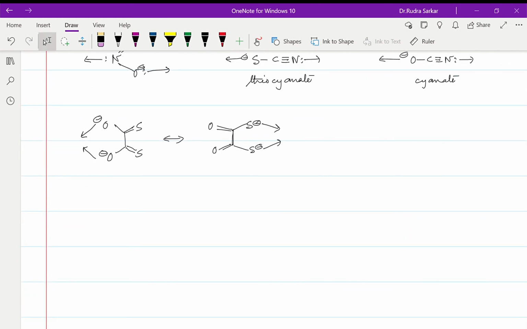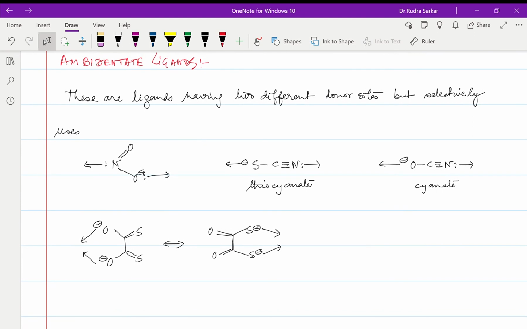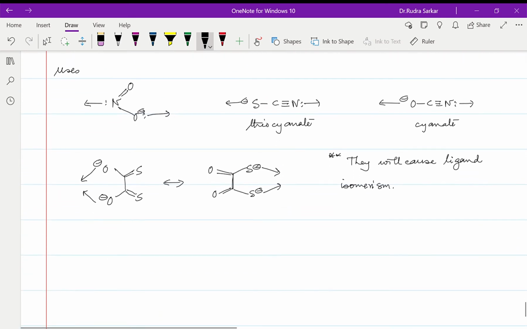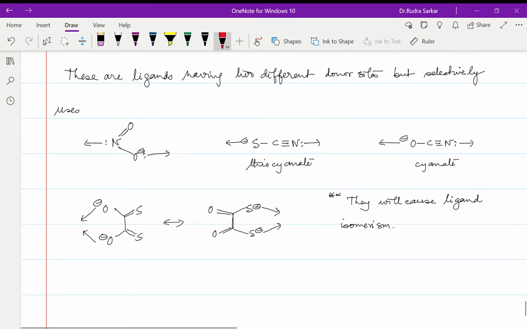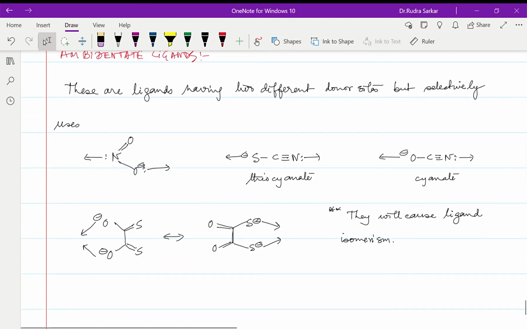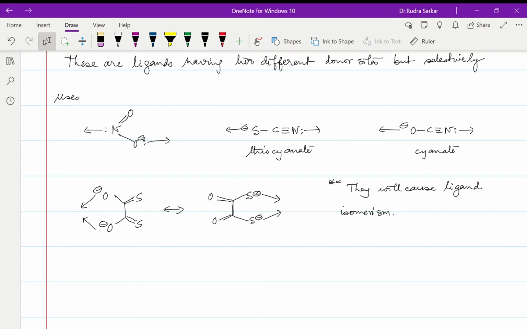Now this kind of ambidentate ligand, when present, I'm giving you a hint beforehand, will cause, because ligation is changing, ligand isomerism. So if you are given a complex containing an ambidentate ligand and they ask what kind of isomerism it will show, you will say ligand isomerism. As simple as that. So having discussed types of ligands, flexidentate and ambidentate behavior, all right.